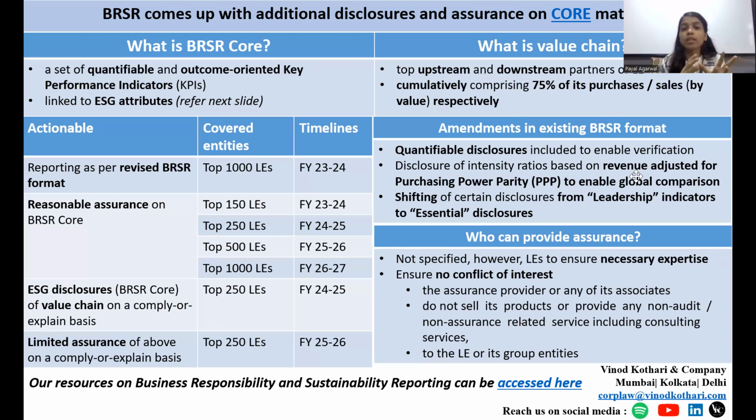Upstream partners would generally mean the suppliers providing raw materials to the listed entity. So what the company is required to do now is to prepare a list of its suppliers on the basis of the value of purchases made from each of the suppliers in descending order of value, and thereafter the top 75% will comprise the value chain for the purpose of BRSR disclosures. A similar approach has to be taken when it comes to the downstream partners of a listed entity, which would generally mean the customers or distributors with whom the listed entity has a direct nexus.